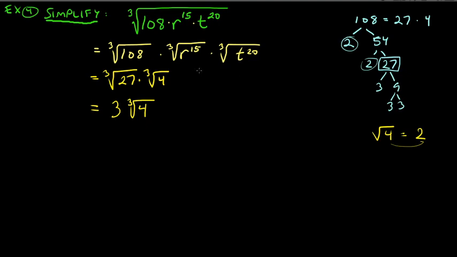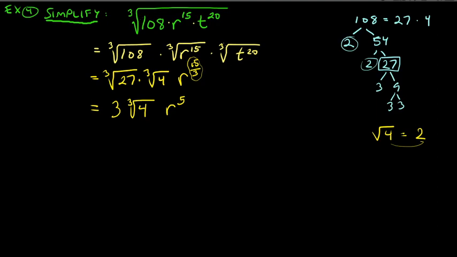Well, remember the two ways of doing it. We can write this as r cubed times r cubed times r cubed, and so on. But I would prefer to write this as r to the power 15 divided by 3, because I think you can all do this in your head. 15 divided by 3 is 5, right? So this is just r to the 5. Nothing more to say about that.